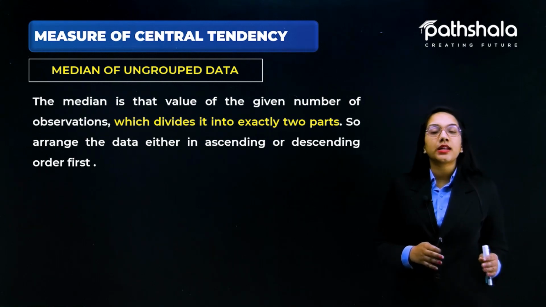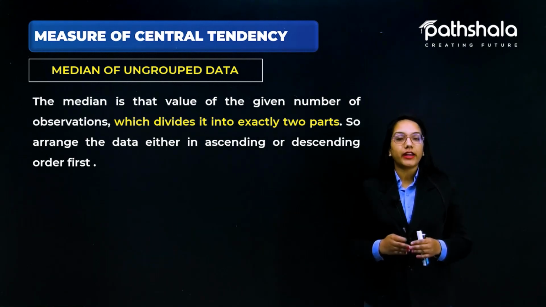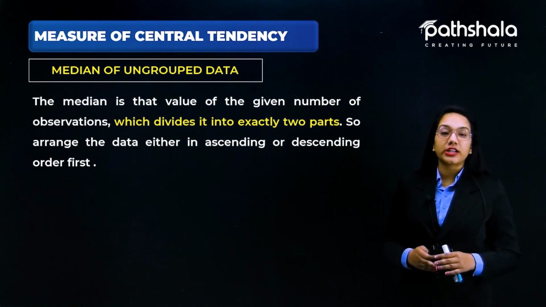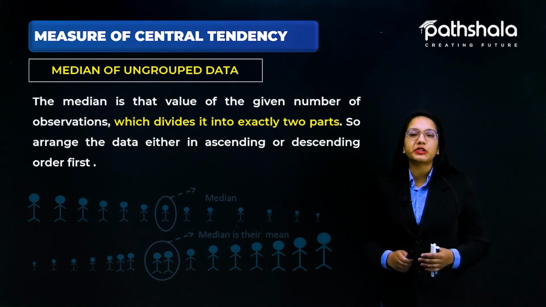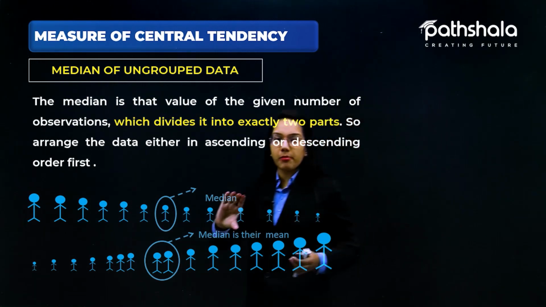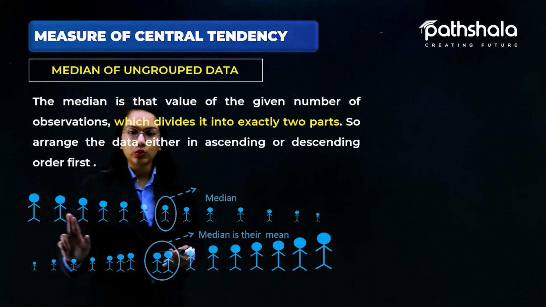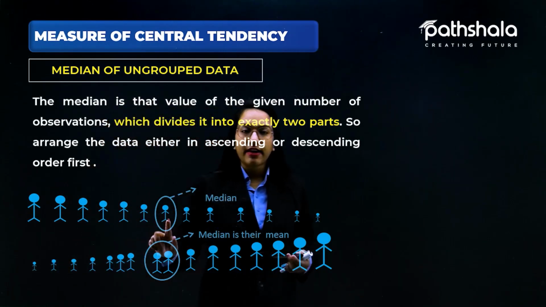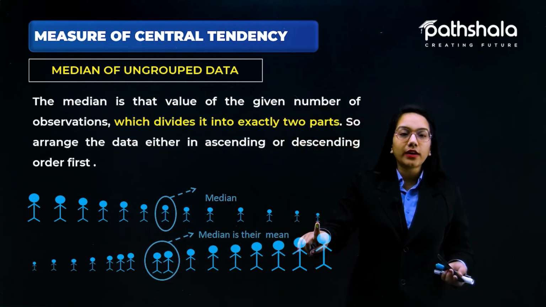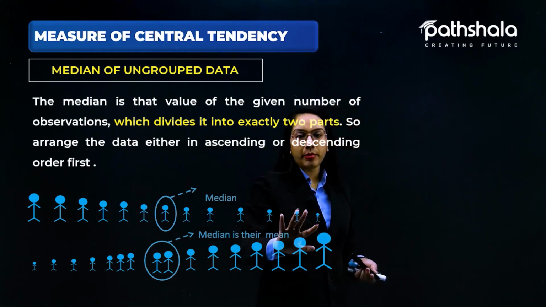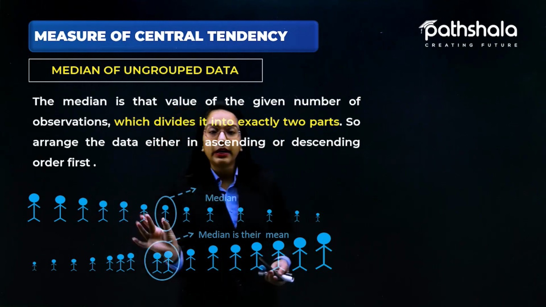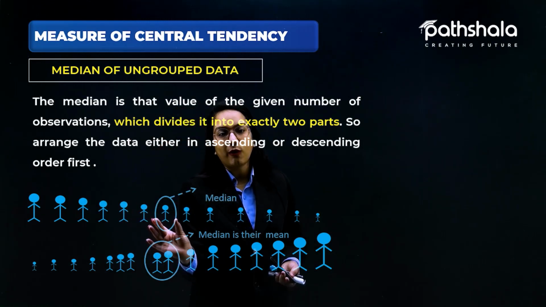So arrange the data either in ascending or descending order first. This is the very first rule to find the median, that either we have to arrange the data in an ascending order or we have to arrange the data in a descending order. So let's see a particular experiment over here. Let's count the number of people. We have 1, 2, 3, 4, 5, 6, 7, 8, 9, 10, 11, 12 and 13. It means we have an odd number of people over here, and for the odd number of people I'm taking 6 towards the left, 6 towards the right, and the middle person, the middlemost person, is nothing but called the median.